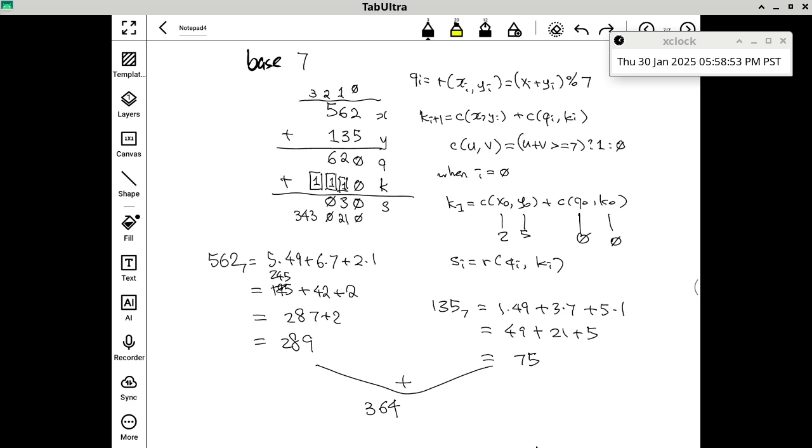Yep. Okay, something is off. I'm off by... Oh, no, no, no. It's all good. Because 343 contributed by this carry, overall carry, plus the 21 is 364, which is also what we got by adding the converted x and y in base 10. So everything checks out.